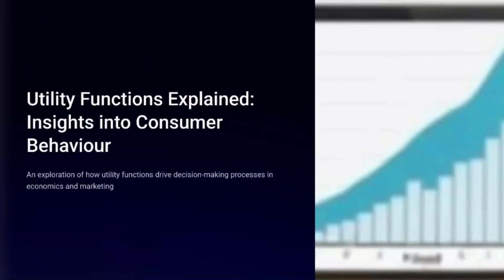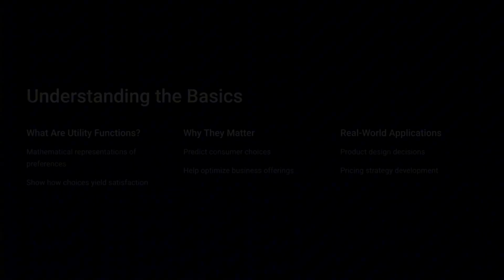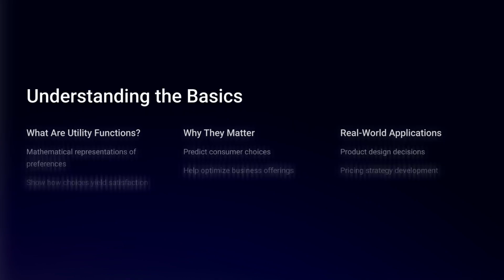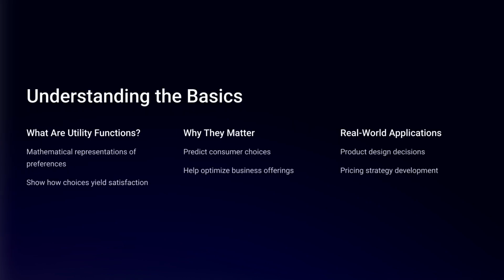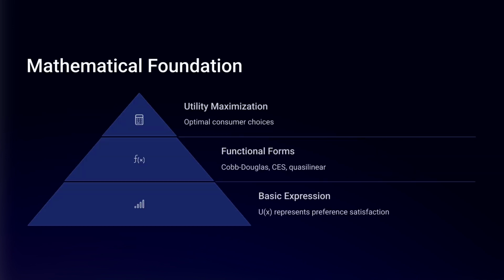Utility functions are an essential tool in economics. They help us understand how individuals make decisions about what to buy and consume. The underlying principle of utility functions is that consumers aim to maximize their satisfaction or utility from their consumption decisions. By using a mathematical framework, economists can model the choices individuals make and identify the factors that influence their decision making.